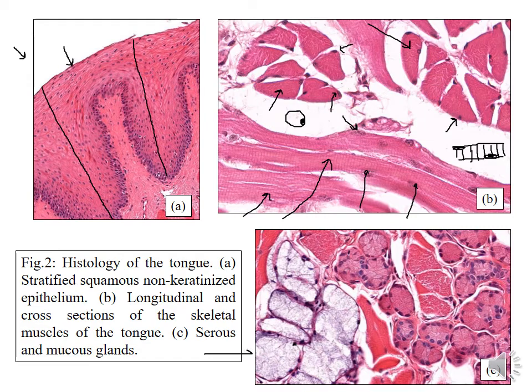In this image here, we can see glands that are found in the tongue. We have both mucus and serous glands, and the mucus glands are characterized by having cells devoid of color, whereas the serous glands, these are the serous glands, they have color.